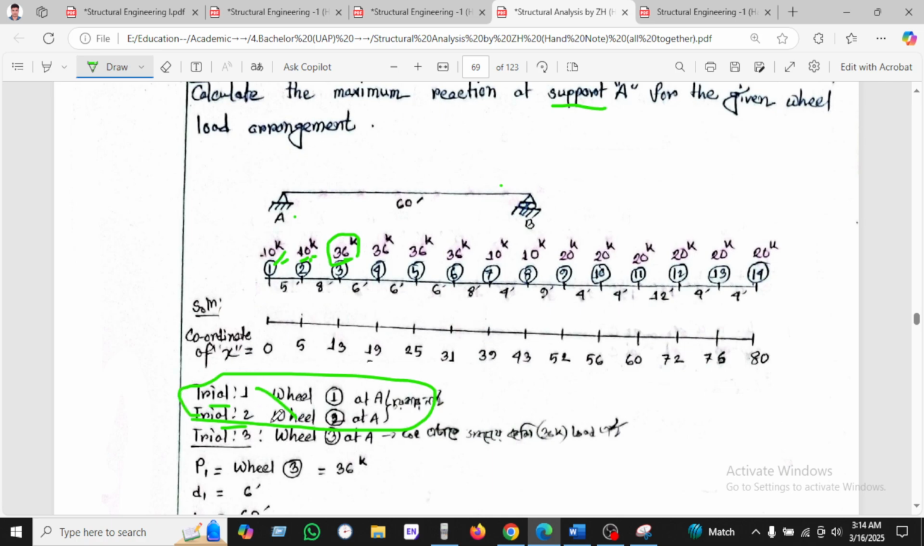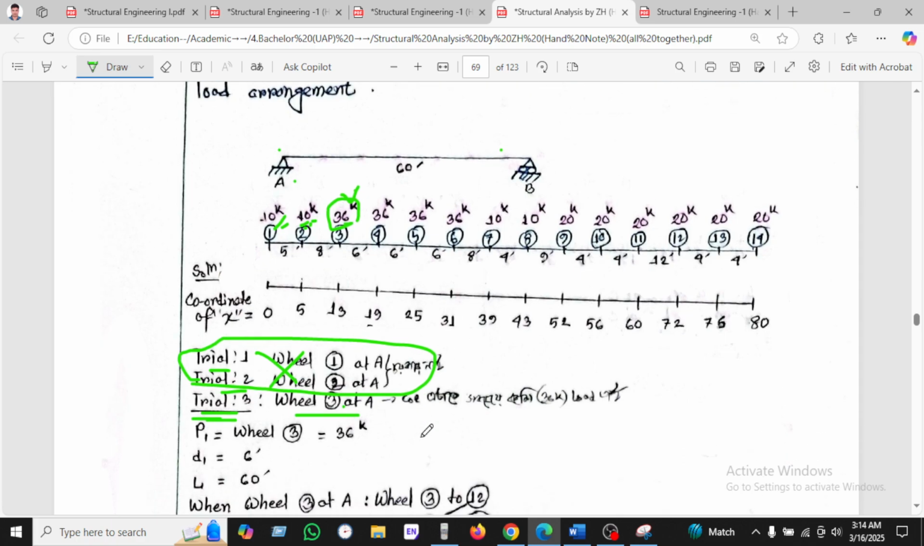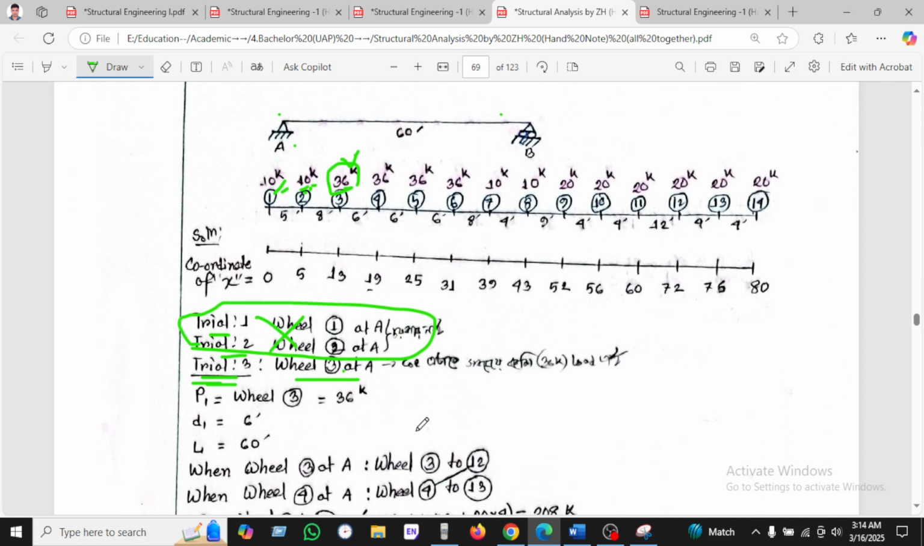I did not mean that it is needed as the lowest load. As I have found the maximum load 36, that's why I am starting trial 3 from wheel 3 at A. Okay, so trial 3 has been starting.